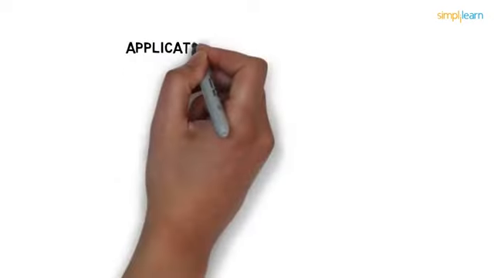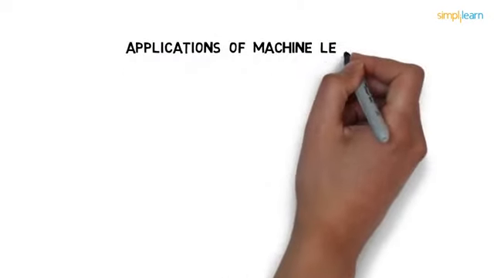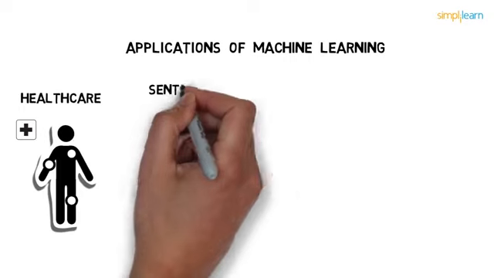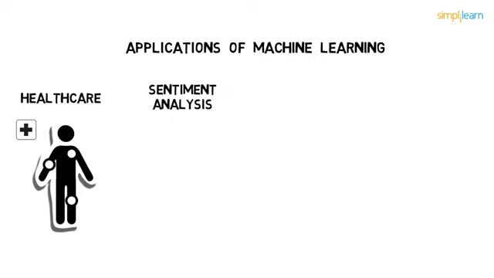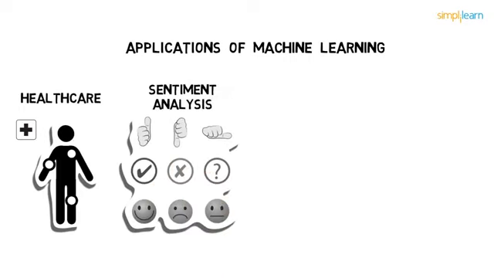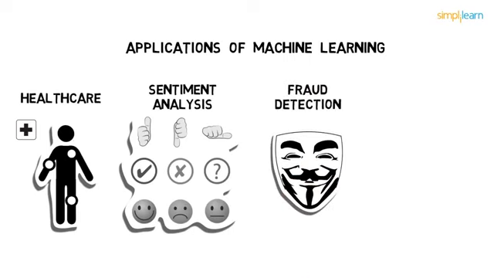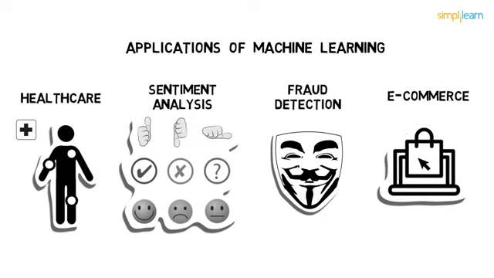So there are a lot of applications of machine learning out there. To name a few, machine learning is used in healthcare, where diagnostics are predicted for doctors' review. The sentiment analysis that the tech giants are doing on social media is another interesting application of machine learning. Fraud detection in the finance sector, and also to predict customer churn in the e-commerce sector.